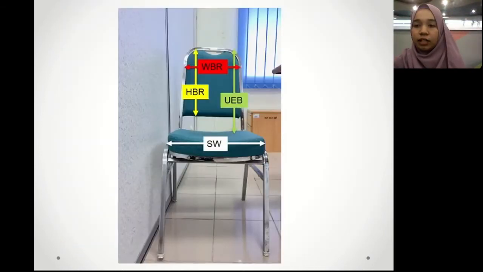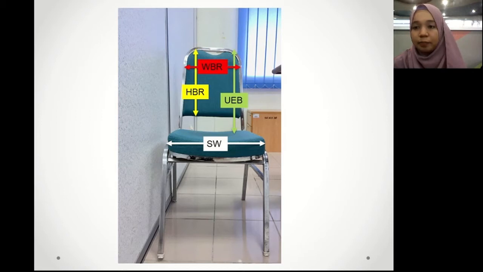Okay, as you can see from here, this is the chair. In red color is the measurement of the width of the backrest. Then in green color is the upper edge of the backrest. You can measure the distance from the top of the backrest to the seat. And in green color is the height of the backrest. So you can measure the distance from the top of the chair to the end of the backrest. Then the white color is the seat width. So you can measure the width of the chair based on the white color.